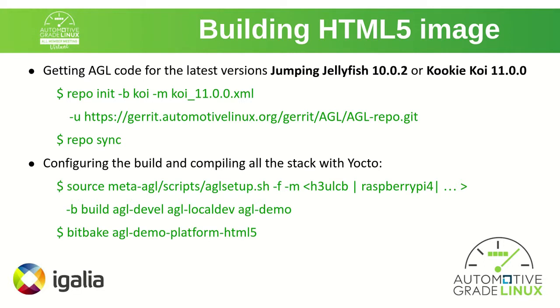The way to build it is doing the repo init of some of the available versions, in this case the latest ones, that are Jumping Jellyfish or Cookie Koi. You just init the repository and sync it to download all the dependencies, and configure the build and compile all the stack with Yocto, as mentioned there. You just provide instructions to build AGL demo, and then bake demo platform HTML5.